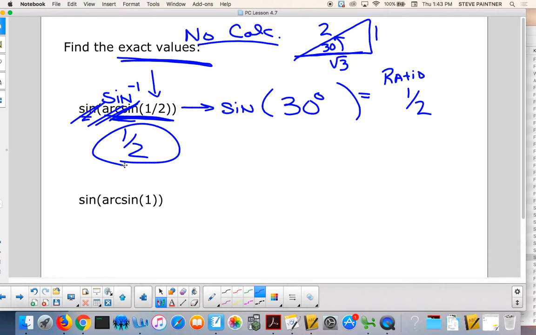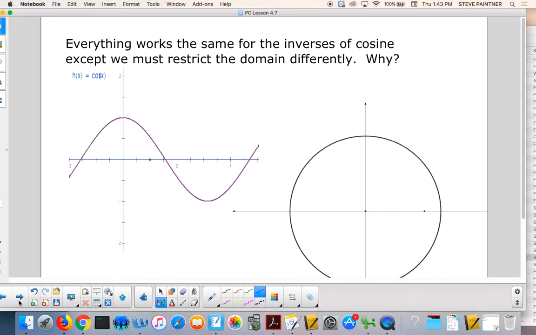So what's the answer to the next one? It's like a free point on your test next week. If you get that wrong, you didn't listen. Okay? And by the way, it works with cosine and arc cosine, and tangent and arc tangent. Okay. Let's go on to cosine and see what happens.